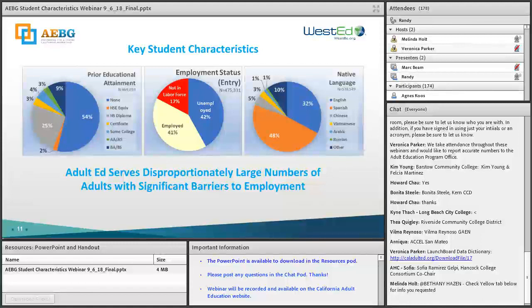54% of students in adult education do not have a high school diploma, so they have no educational attainment. In terms of employment status, 42% of them report as being unemployed and 70% not in the labor force. And about 68% of them speak a native language other than English. So these are folks who are really facing challenges in terms of getting employment, in terms of engaging with the educational system. What it means is we're probably serving disproportionately large numbers of adults with significant barriers to employment.